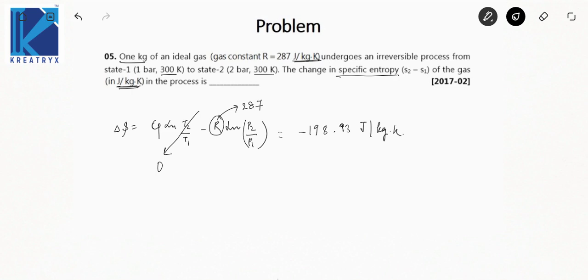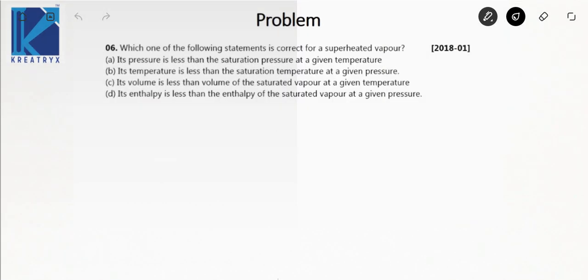Yeah, let's move on to the next question. Which one of the following statements is correct for a superheated vapor? Its pressure is less than the saturation pressure at a given temperature.